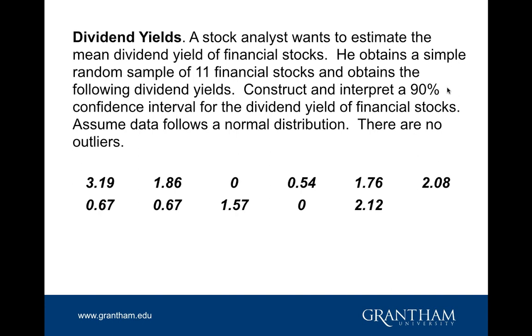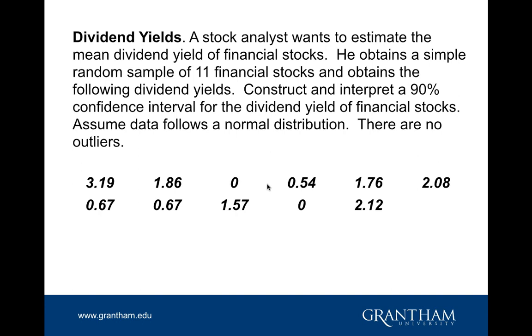Now the first condition is that sigma is unknown, and that's true. I don't know what sigma is from this problem. Population standard deviation. I only have sample data. Second condition is that the sample has to be large. Now this sample is not large. There's only 11 numbers, but it tells me that the data follows a normal distribution. The second to last sentence says it's normal, and so that's good enough.